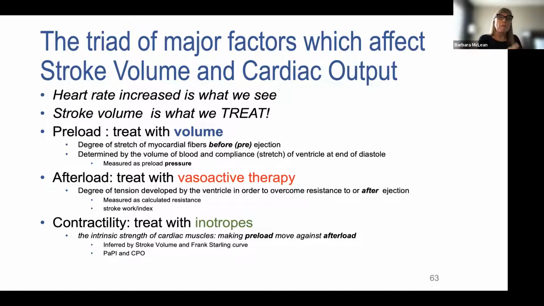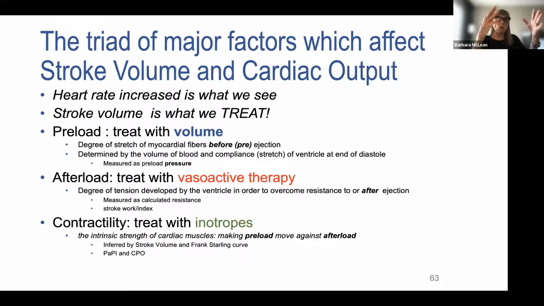So if you have a preload deficit, preload in this case meaning volume deficit, always important to remember that actual preload is about the dynamic stretch of the myofibrils right before ejection, which is pre. So volume into the ventricle, stretch, stretch, stretch. That's your preload pressure, that volume in the stretched ventricle. The less stretchy the ventricle, the less compliant, the higher the pressure will be, even though the volume might be low.